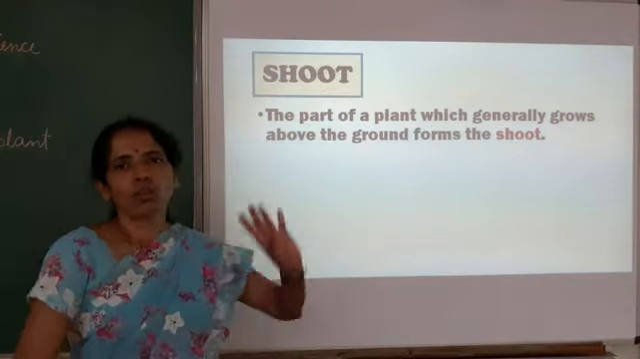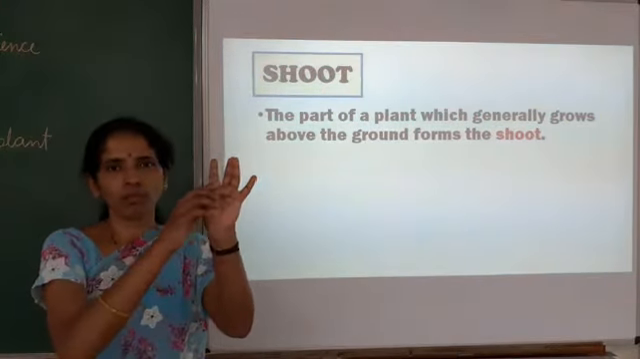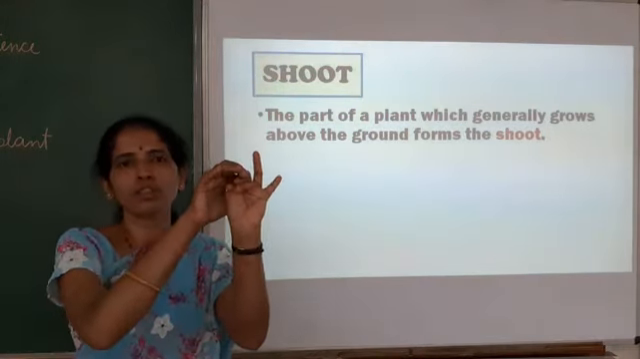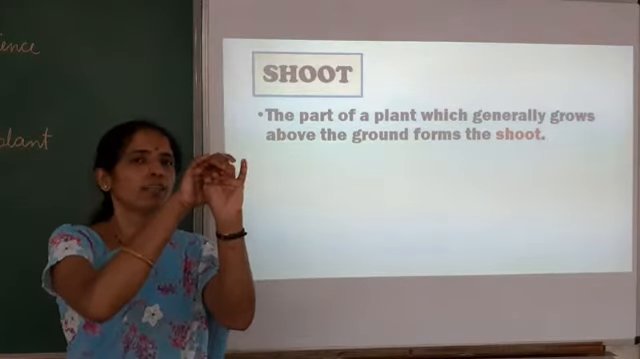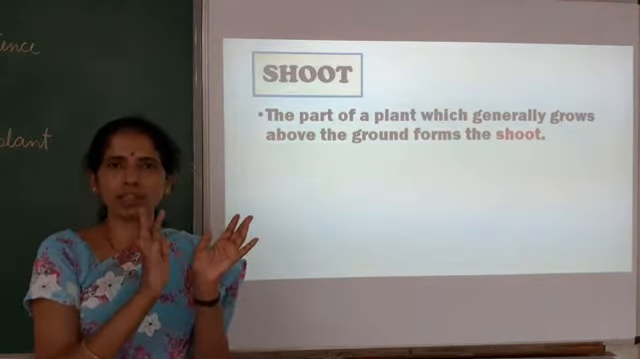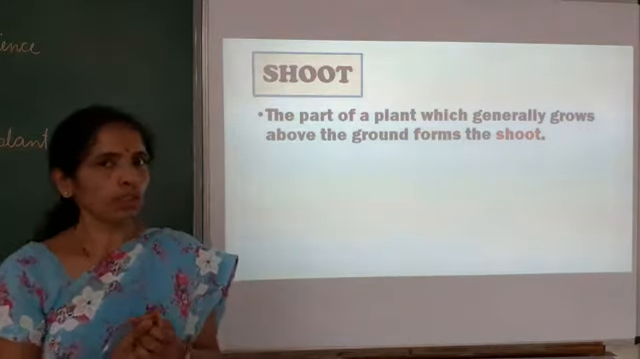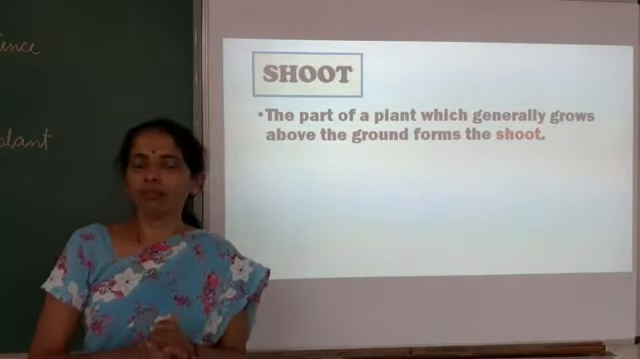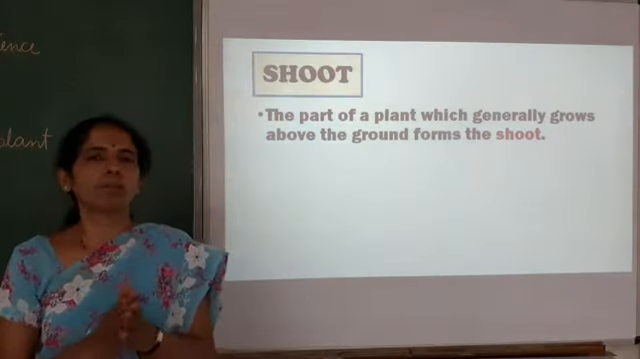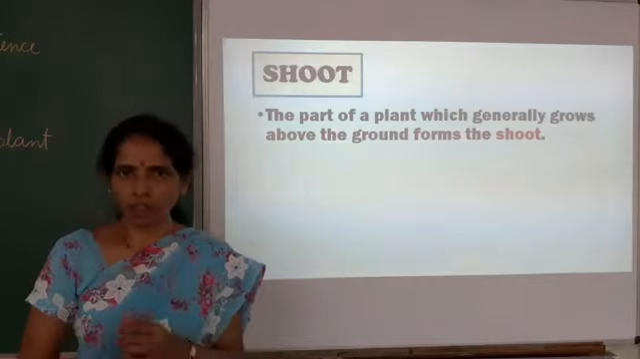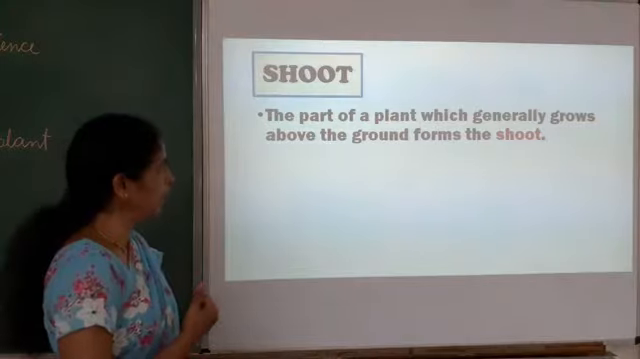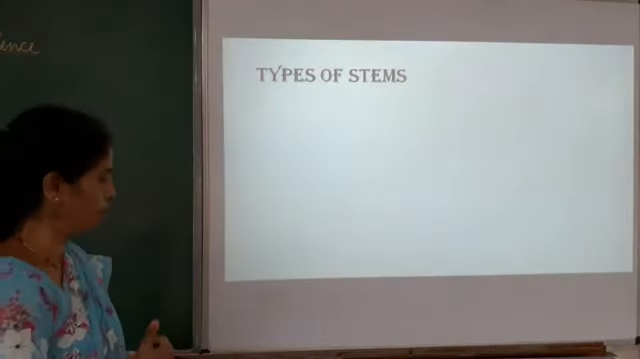So, shoot bears stem, then leaves, then comes fruits, then flowers, bud, then branches. So all these parts are present in shoot system or shoot. Now here stem is the main part of the shoot. Now we are going to study more about stem. So first let us study the types of stem.